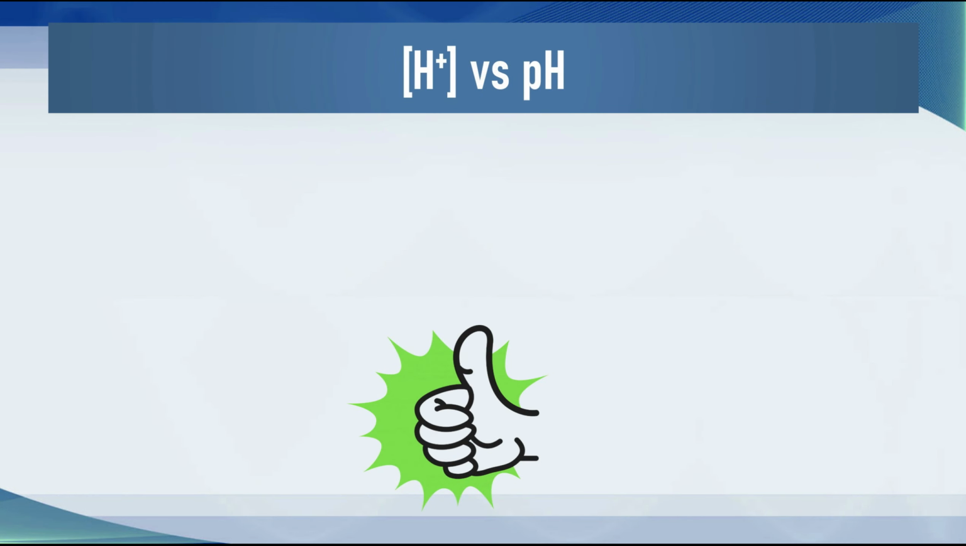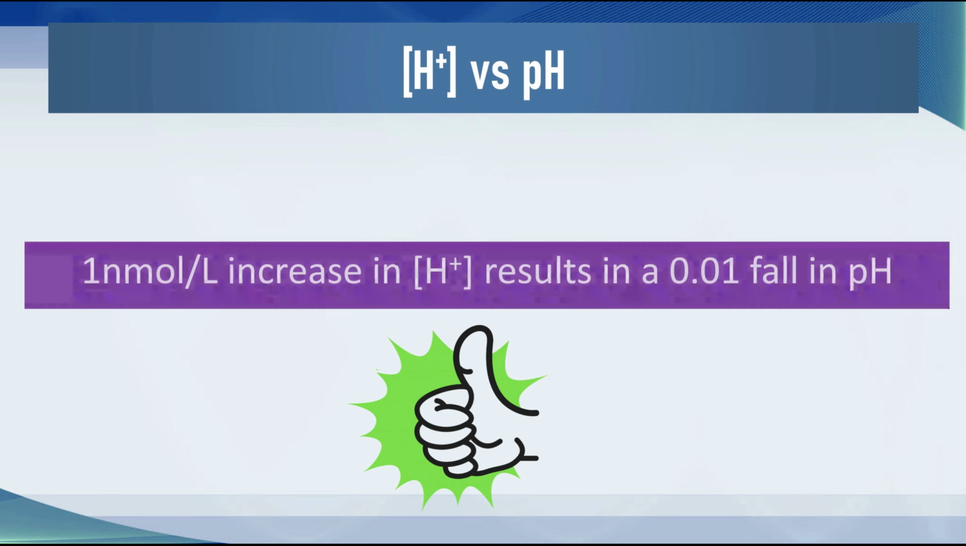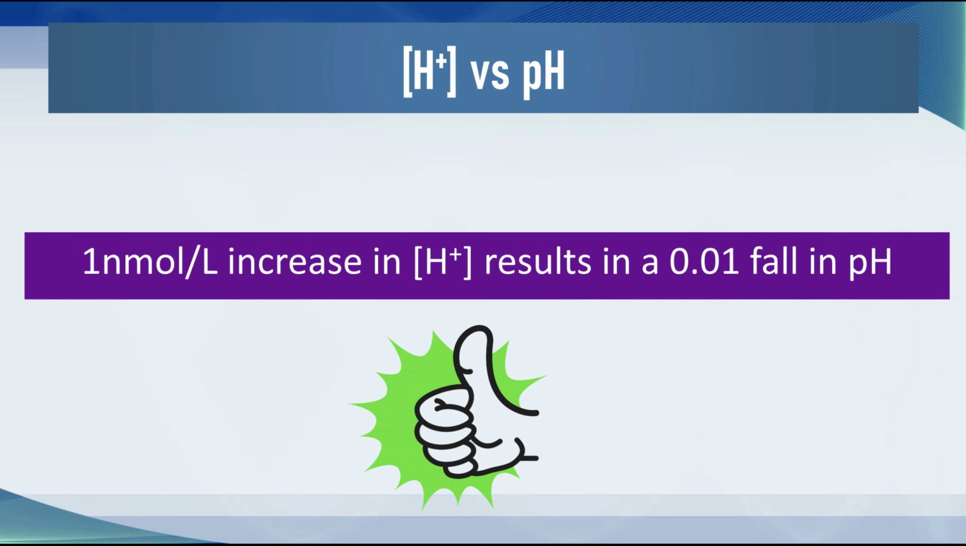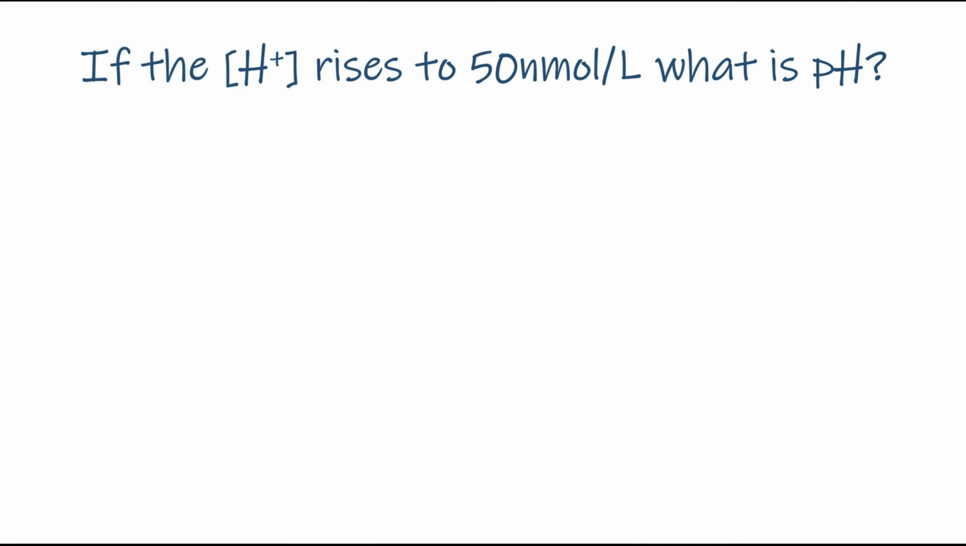There is a correlation between the hydrogen ion activity and the pH. And this is my first rule of thumb. For every 1 nanomole per liter increase in the hydrogen ion activity, there is a 0.01 fall in the pH. So, if the hydrogen ion activity rises to 50 nanomoles per liter, what is the pH?